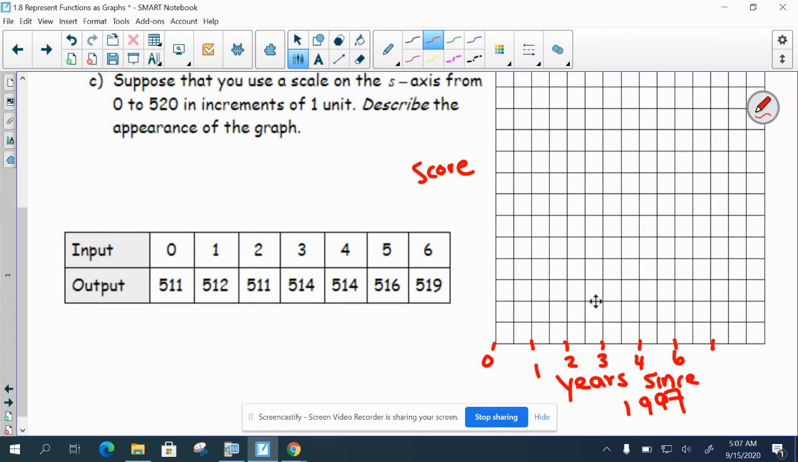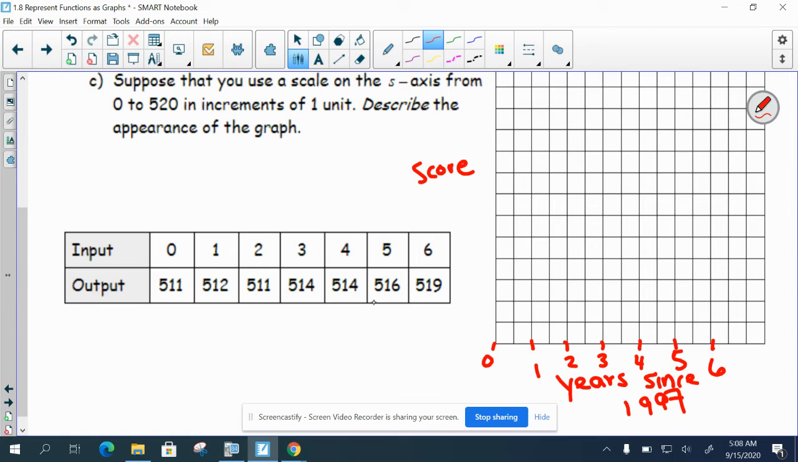Oh, and then it's, wait, no, I skipped the number, didn't I? This is supposed to be a 5. Okay, and then on the y-axis, we go from 511 to 519.